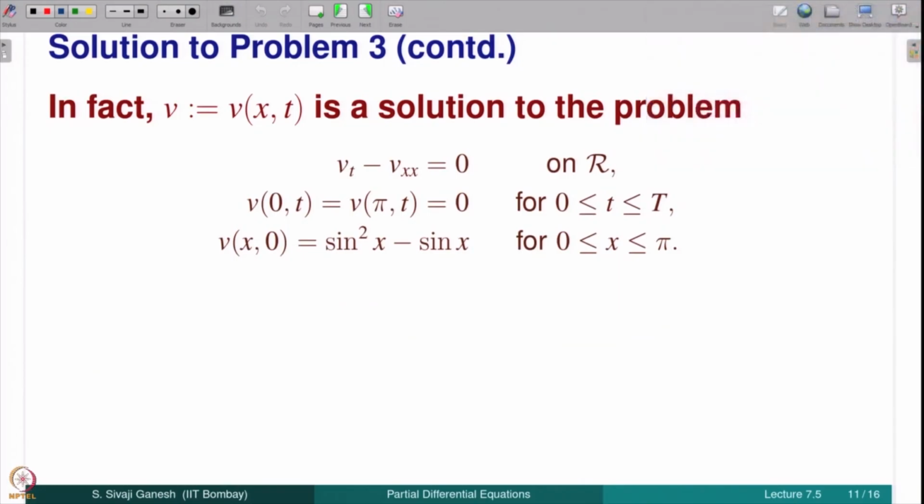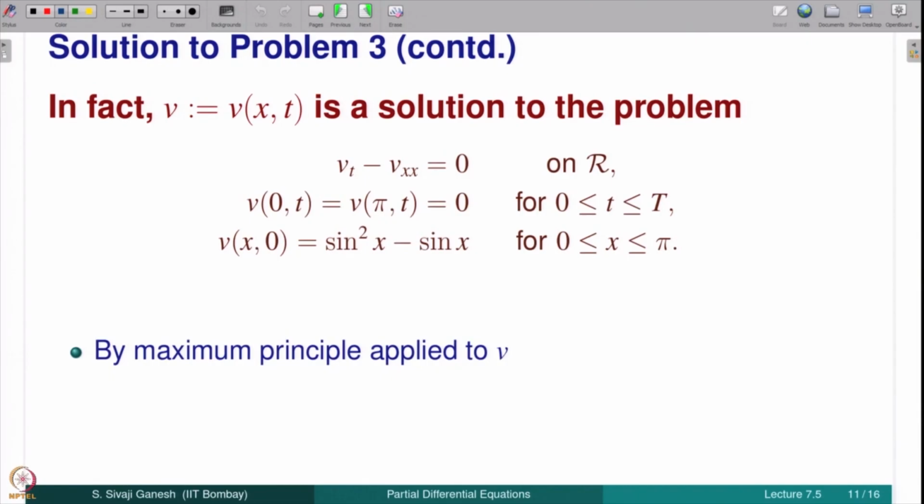So, in fact, we will look at the problem that V satisfies. Homogeneous heat equation, V is a solution that we have already checked on R, and V of 0, t and V of pi, t are also 0. V of x, 0 equal to sin square x minus sin x. Please check this, it is very simple, so I am not going to check it here. So this is the problem that V satisfies.